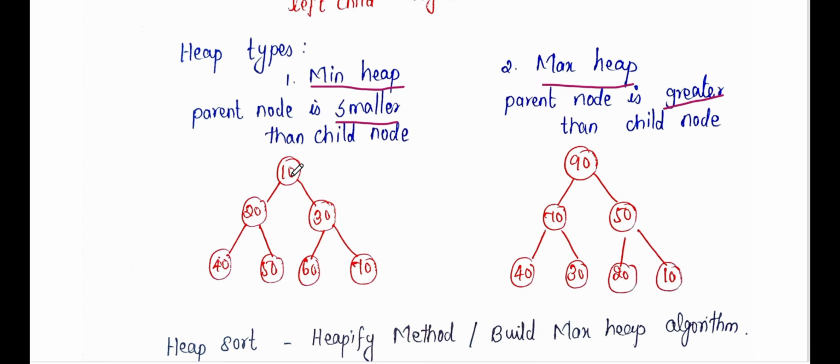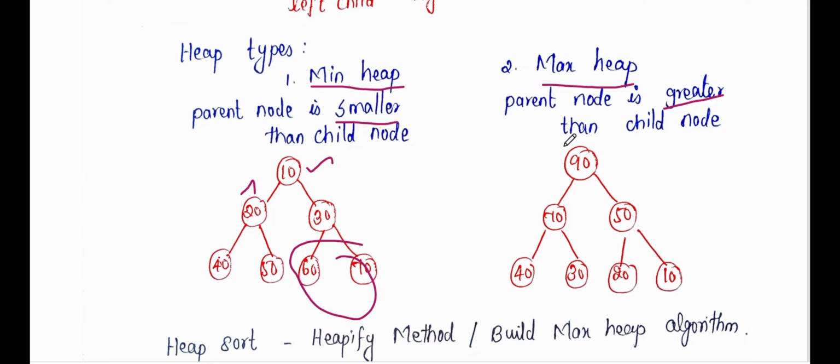In a min heap, the parent node is less than the child node. Here the parent is 10, and the children are 20 and 30, right? So this is the minimum value, and here this is the minimum. This parent node value is less than its child nodes, 40 and 50. Likewise, 30 is less than 60 and 70. This structure is called a min heap.